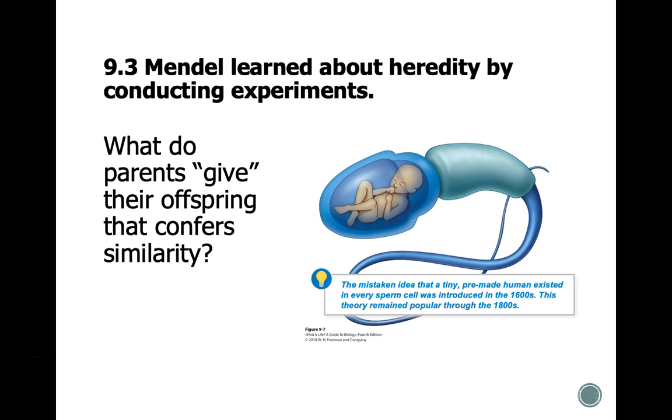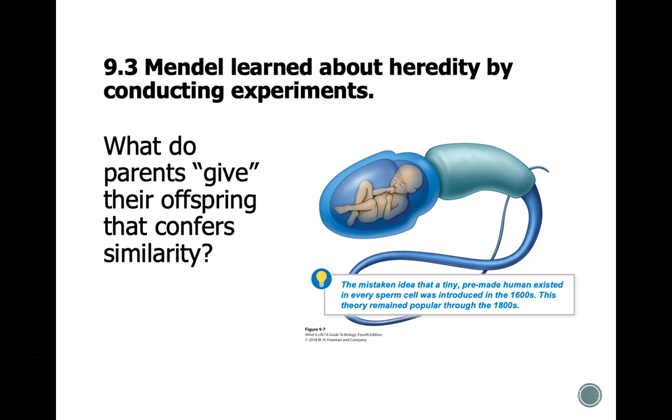Now, if you think about it, if there's a little tiny human inside the head of a sperm, that little tiny human has to look exactly like dad. But when you look at individuals, they look like both parents. And so Mendel sort of realized that you get information from both parents.